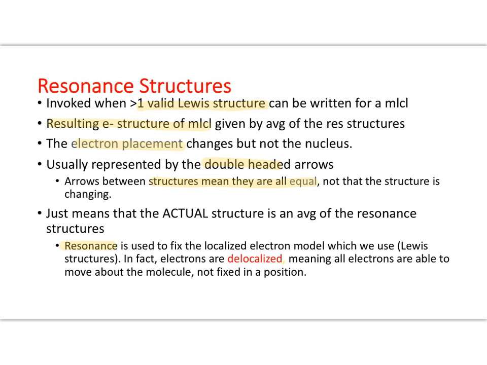So this resonance concept is used to fix the localized electron model. The localized electron model says these electrons are in this bond between these 2 atoms, period, end of discussion, they're not moving. But what actually happens is electrons are delocalized. They are not just going to stay associated with one particular pair of atoms bonded together. The electrons are able to move about the molecule.